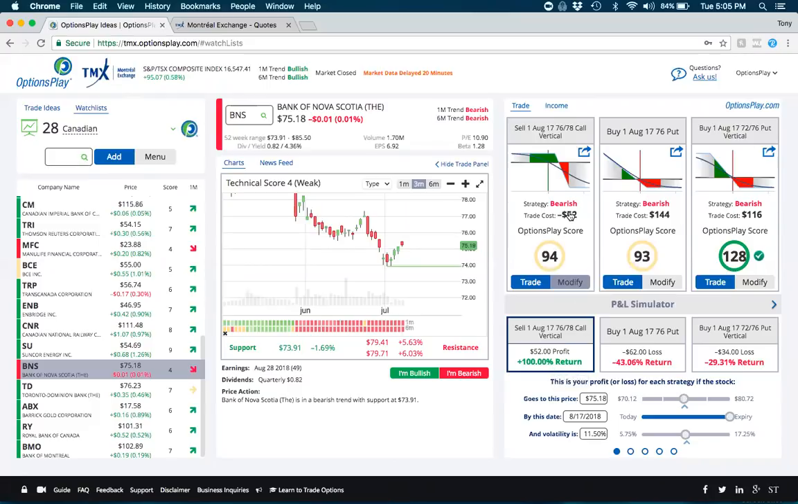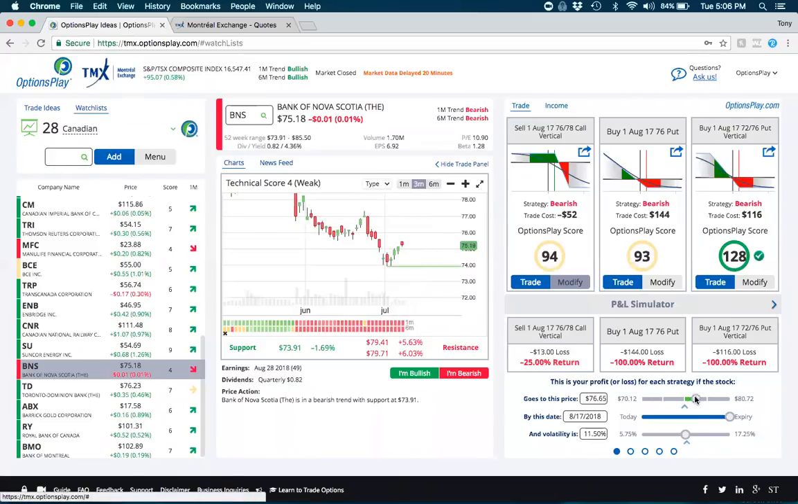I keep the $52 credit that I received by selling this credit spread, and I keep all of that even if the stock stays exactly where it is. Even if the stock moves a little bit higher, as long as the stock stays below 76, I get to keep my $52 profit, versus these other strategies, which would lose 100%. So even if the stock moves a little higher to 76, I'm still profitable on the credit spread, basically saying I don't think the stock's going to move significantly higher.